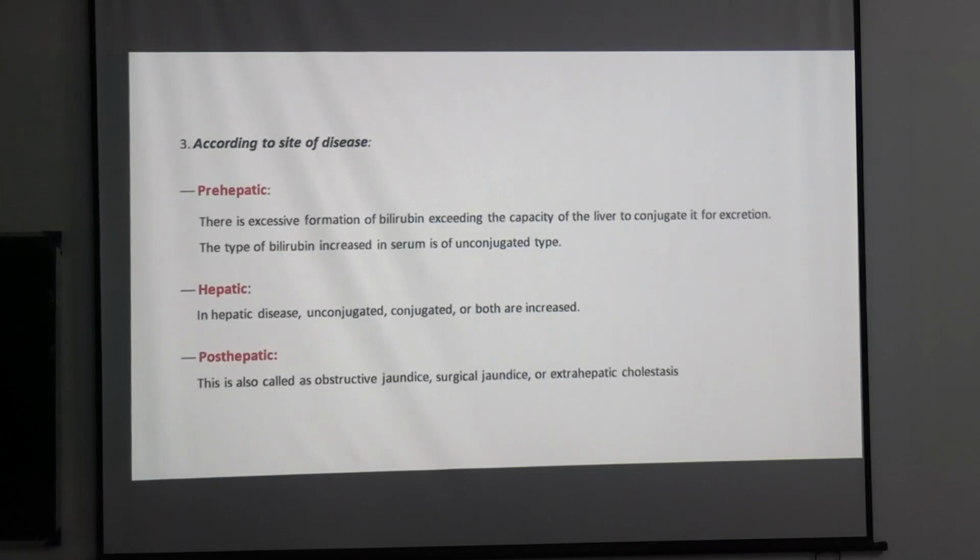According to site of disease: pre-hepatic, hepatic, and post-hepatic. Pre-hepatic, there is excessive formation of bilirubin exceeding the capacity of the liver to conjugate it for excretion. The type of bilirubin increased in serum is unconjugated in pre-hepatic jaundice. Then hepatic, unconjugated and conjugated both are increased. Post-hepatic, this is also called obstructive jaundice, surgical jaundice, or extrahepatic cholestasis.